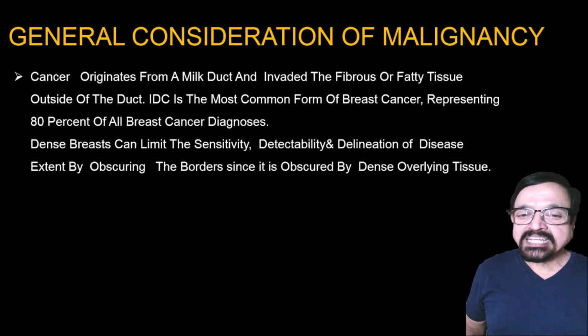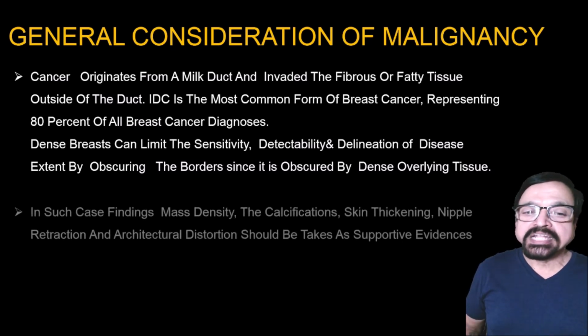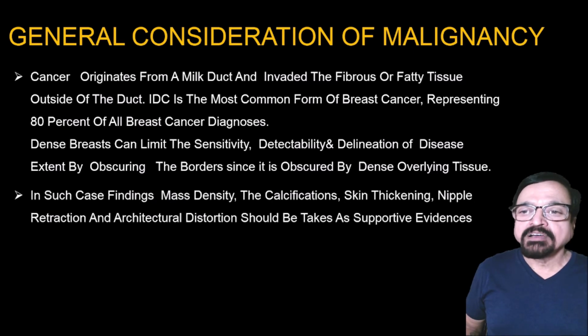Dense breast can limit the sensitivity, detectability, and delineation of the disease by obscuring the borders, since the mass is obscured by the dense overlying tissues. So it is really a challenging problem for the radiologist to find a mass within all this. In such cases, mass density, calcification, skin thickening, nipple retraction, and architectural distortion should be taken as supportive evidence.